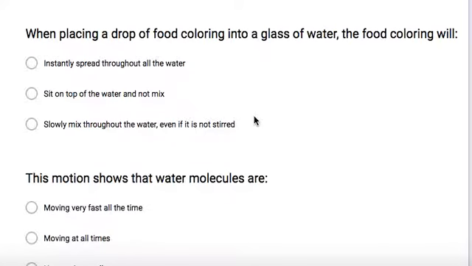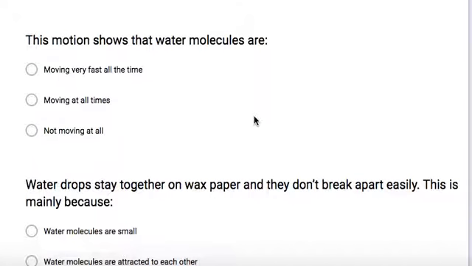Next question. When placing a drop of food coloring into a glass of water, the food coloring will instantly spread throughout all the water, sit on top of the water and not mix, slowly mix throughout the water even if it is not stirred. This motion shows that water molecules are moving very fast all the time, moving at all times, or not moving at all.